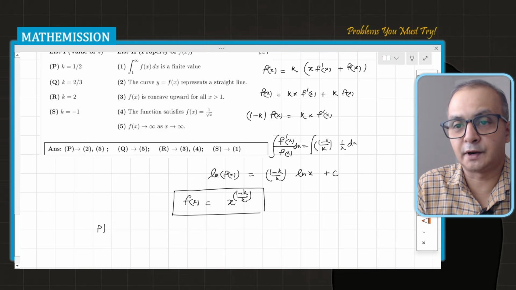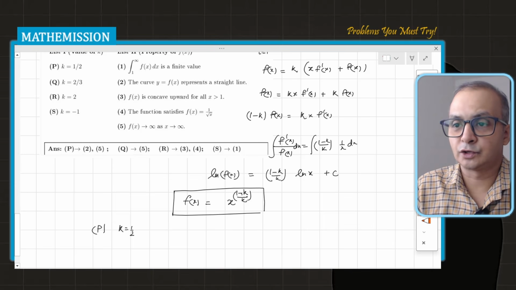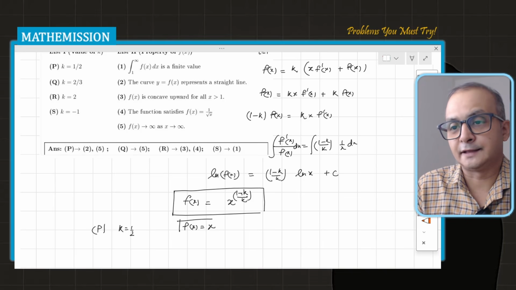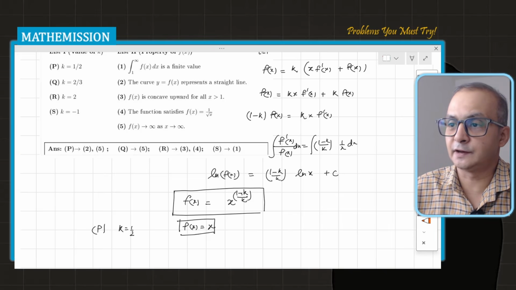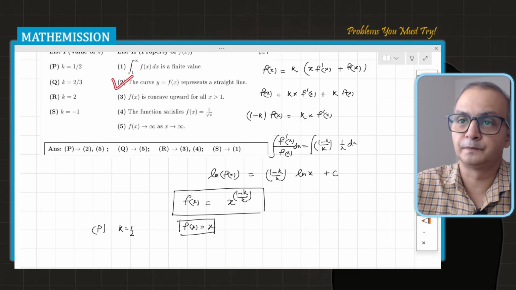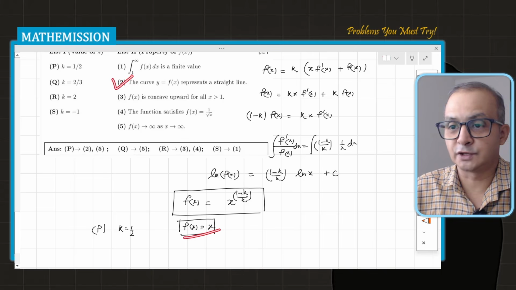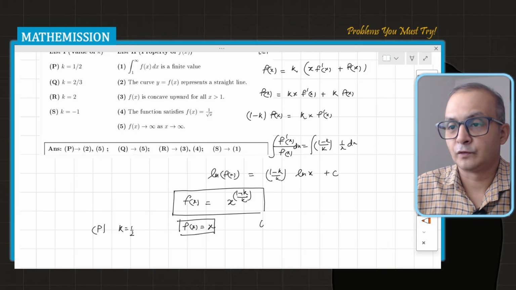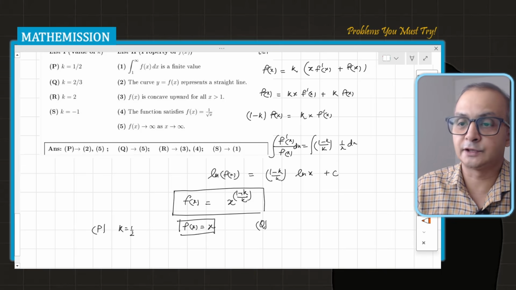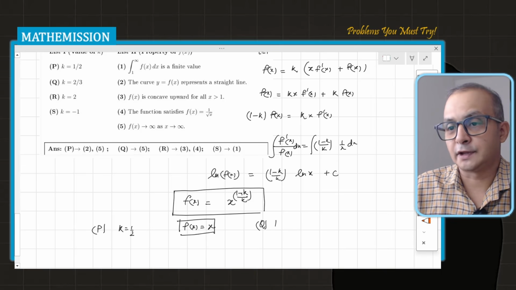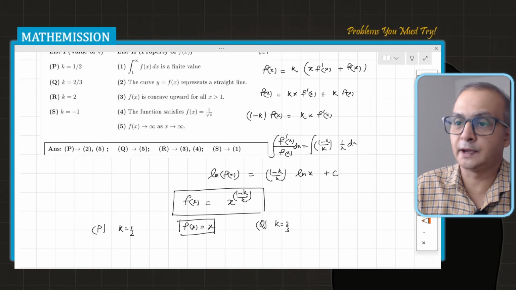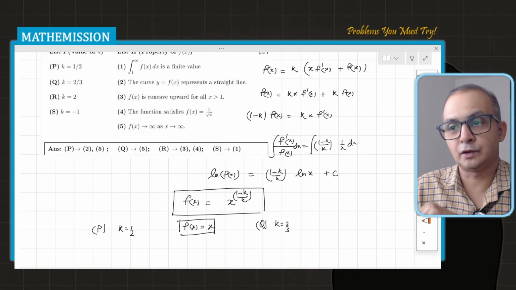So for the p part, I have k is equal to half. When we put k is equal to half, that will become half by half, so f(x) is equal to x. And in this case, the function is a straight line, which is given in option number 2. And also when x approaches infinity, f(x) should approach infinity. It is given there. For the option q, I have k is equal to 2 by 3. So for k is equal to 2 by 3, if you substitute it there, that will become 1 by 3 by 2 by 3.